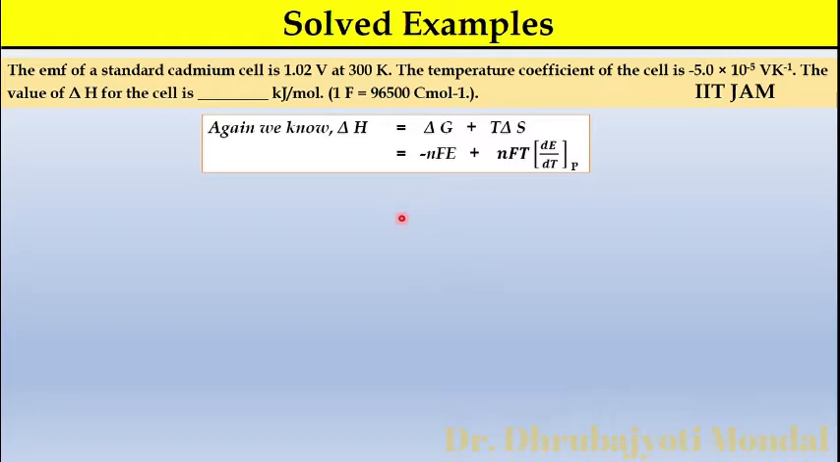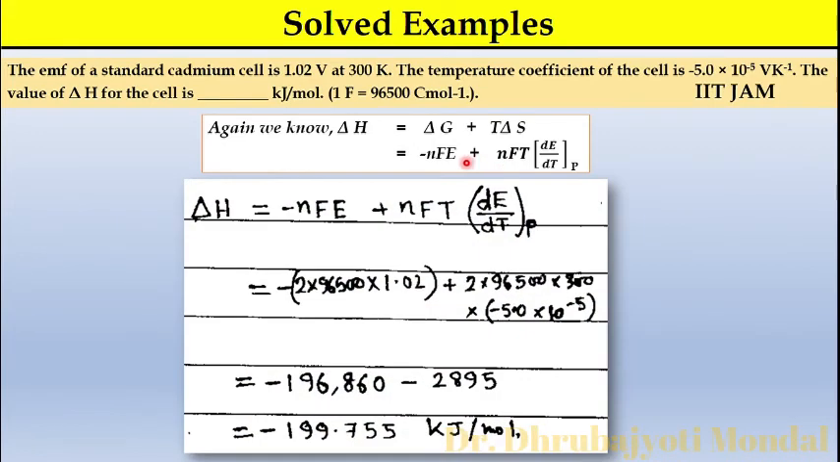Remember it. So we know the formula delta H is equal to delta G plus T delta S. So from that formula you have to calculate the value of delta H, the change of enthalpy. Delta G is equal to minus nFE0, and T delta S means plus nFT into dE by dT at constant pressure, as delta S is equal to nF dE by dT at constant pressure. Now E0 of the cell is given, so calculate the value of delta H.